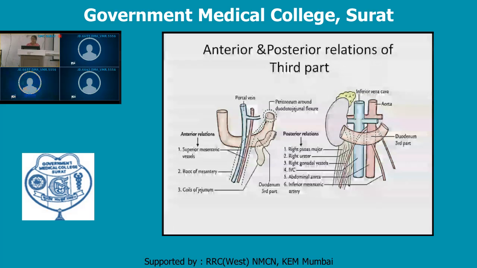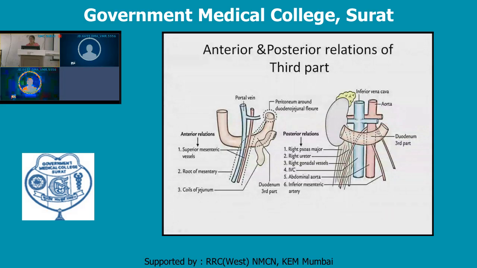So, the structures related posteriorly from right to left are the right psoas major, right ureter, right gonadal vessels, inferior vena cava, and the abdominal aorta with the origin of the inferior mesenteric artery, which is also a branch of the abdominal aorta, and these are the gonadal vessels. This is right gonadal vessel, this is left. It can be testicular or ovarian. So these are the relations.